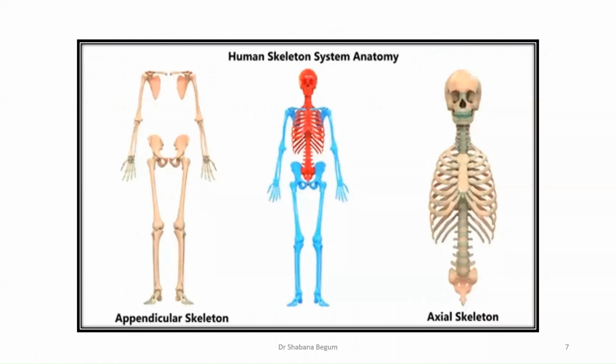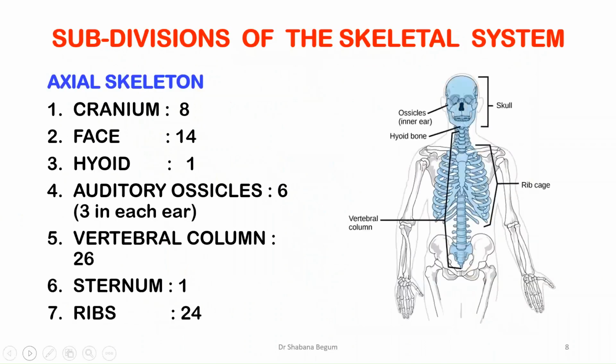In this picture, we can beautifully see the axial skeleton. On the right-hand side consists of the skull bones, the rib cage, the vertebral column, and on the left side, we can see the appendicular skeleton consisting of the upper limb and the lower limbs. So the axial skeleton consists of the bones forming the cranium, the face, the hyoid bone, the auditory ossicles, the vertebral column, the sternum, and the ribs.